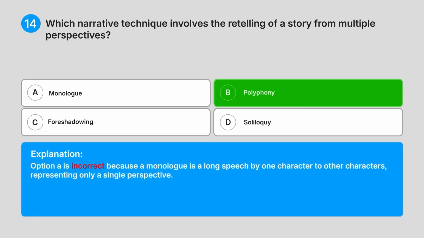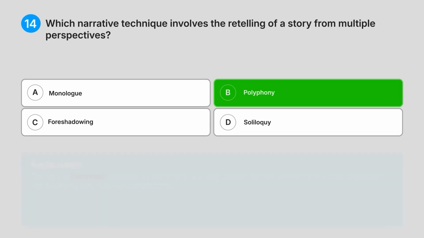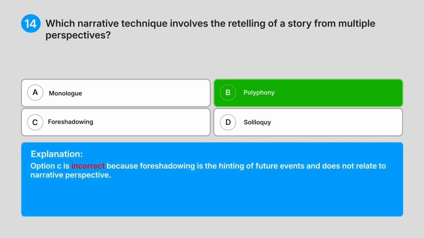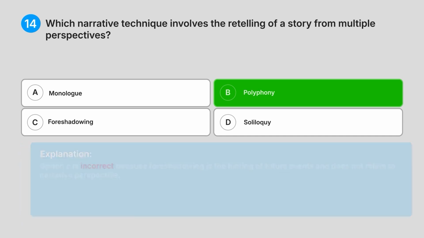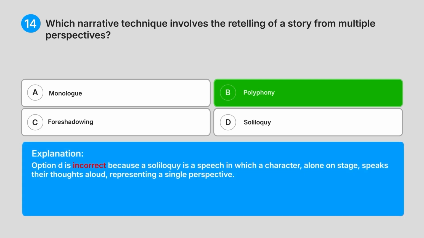Option A is incorrect because a monologue is a long speech by one character to other characters, representing only a single perspective. Option C is incorrect because foreshadowing is the hinting of future events and does not relate to narrative perspective. Option D is incorrect because a soliloquy is a speech in which a character, alone on stage, speaks their thoughts aloud, representing a single perspective.